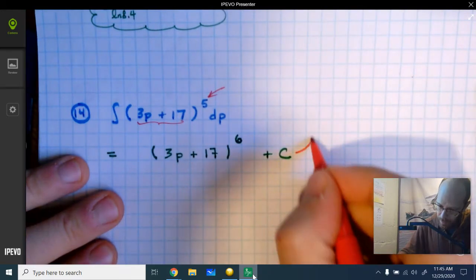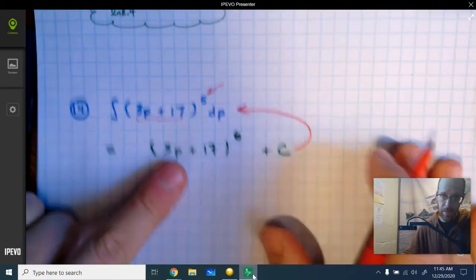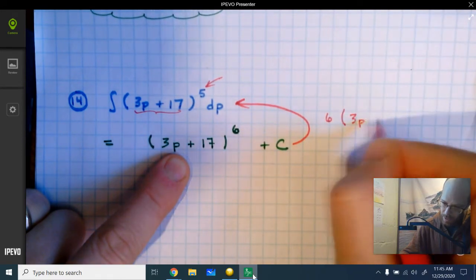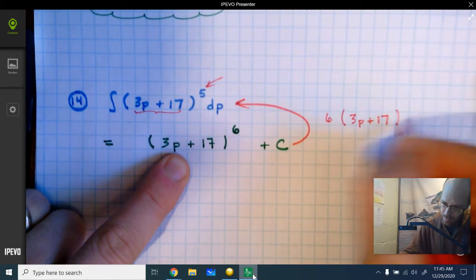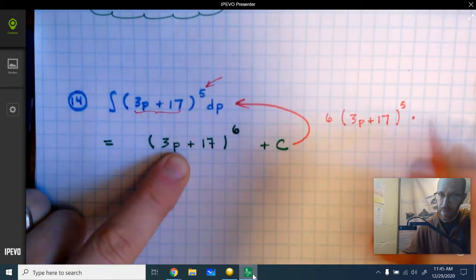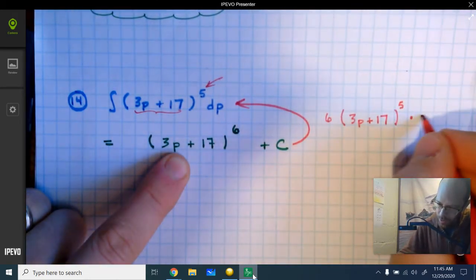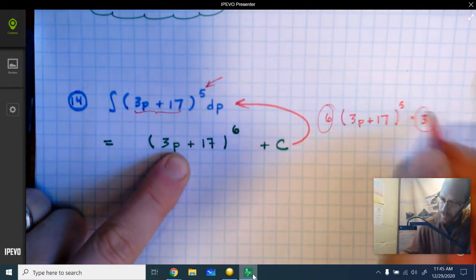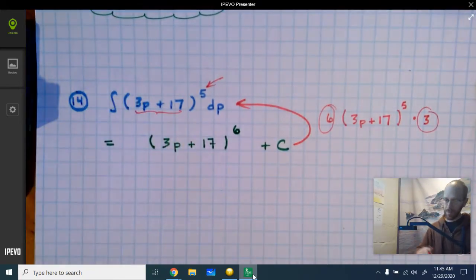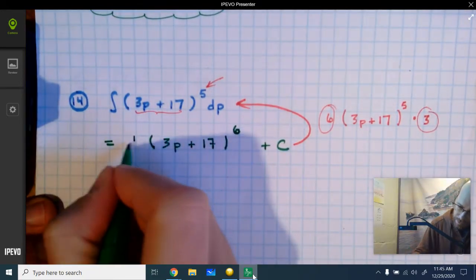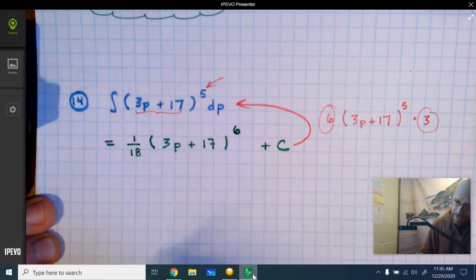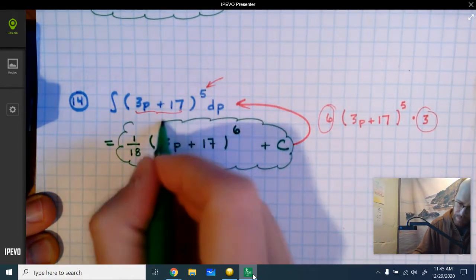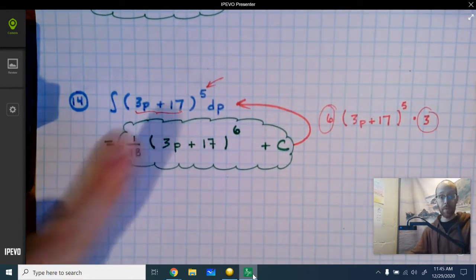And then I am going to test this. If I take the derivative of this function, I get 6 times the inside to the 5th power, multiplied by the derivative of the inside, which is 3. So we notice that there's a 6 and a 3 here that we don't really want. So I'm going to divide this by 18 to cancel that out. And that gives us our answer to number 14. Again, if you had any trouble with number 13, this should help.